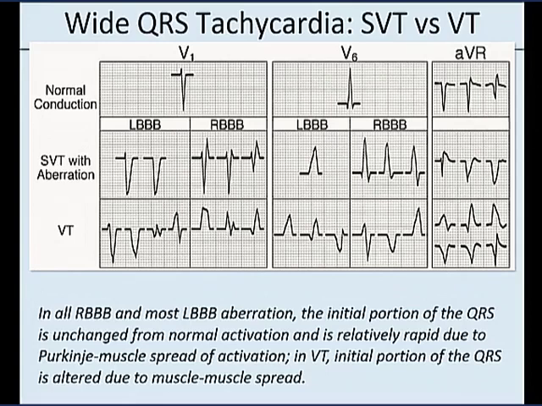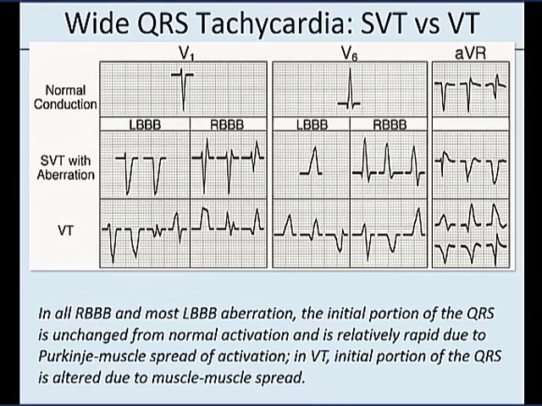So with SVT with aberration, the initial portion of the QRS, whether it's left bundle or right bundle, doesn't look too much different from the baseline normal complex. With ventricular tachycardia, those initial forces are perturbed somehow, messed up and different than normal. In aberration, we conduct down a portion of the His-Purkinje system and the rest of the ventricle is late. So the beginning portion of the QRS is relatively narrow, and the end portion is a little slurred.